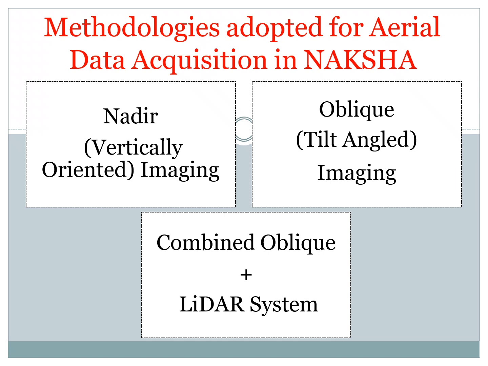For NAKSHA, we use three main ways to collect data: nadir imaging, where the camera points straight down; oblique imaging, where it's tilted at an angle; and combined oblique plus LiDAR, which mixes angled photos with laser scanning. Each method has its strengths, like mapping flat land or creating detailed 3D models. It's like choosing the right tool for the job. Let's break these down one by one.